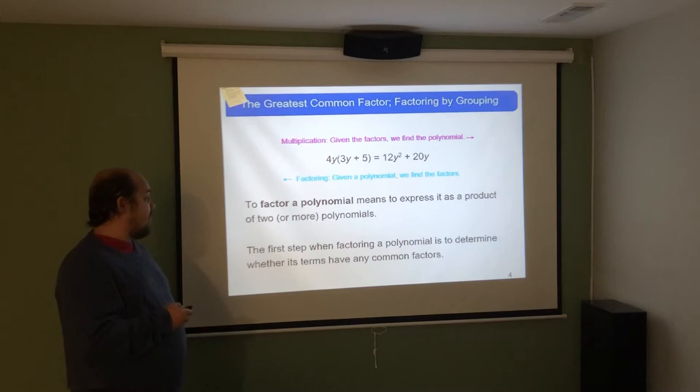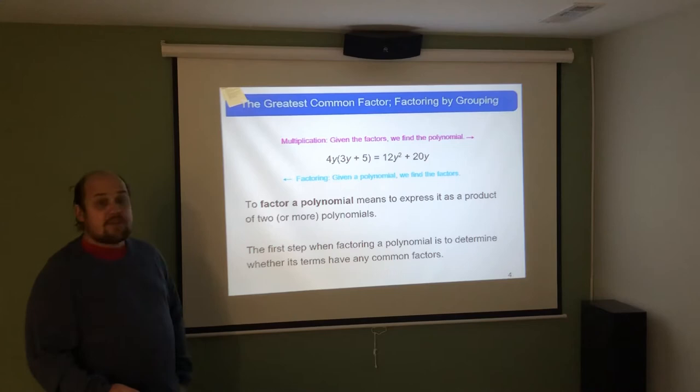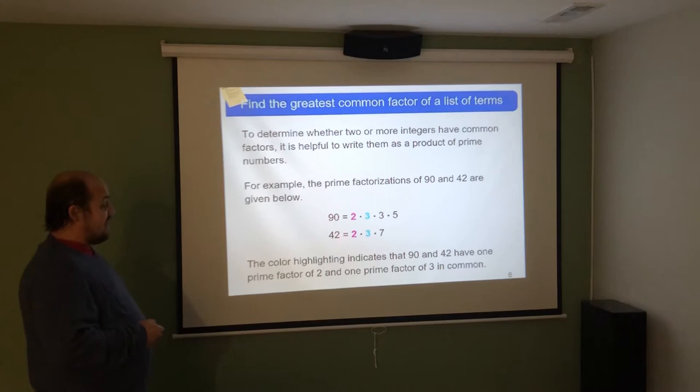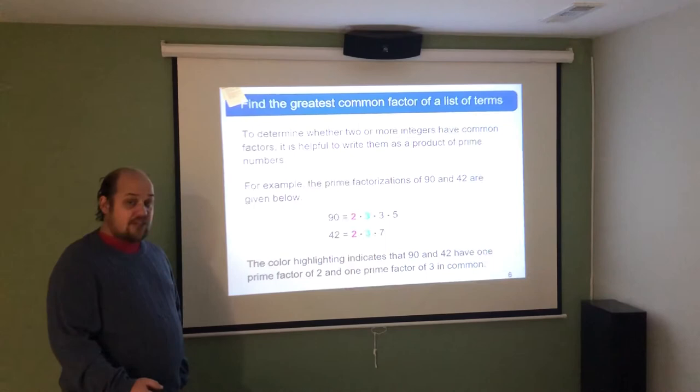To factor a polynomial means to express it as a product of two or more polynomials. First step when we're factoring is to determine whether the terms have any common factors. So, find the greatest common factor of a list of terms. This is showing that if we had two terms, specifically 90 and 42, and we wanted to break them down and figure out what's the largest common factor between them, what they're doing is a process called prime factorization.